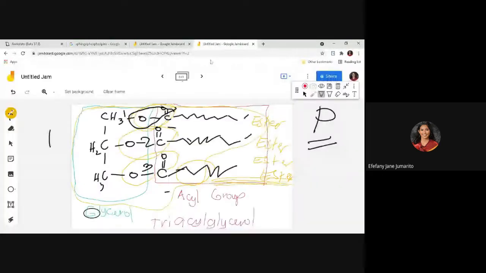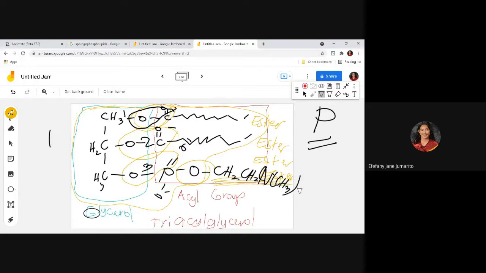Okay, this one will be replaced. So, this one. Okay, what do you call this molecule? P double bond O, O minus, then O, CH2, and CH3, 3. Okay, what do you call this molecule? Hello, they forgot. Ma'am, phosphatidylcholine. Phosphatidylcholine. Okay, phosphatidylcholine.